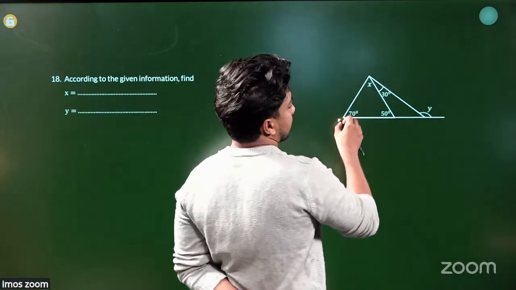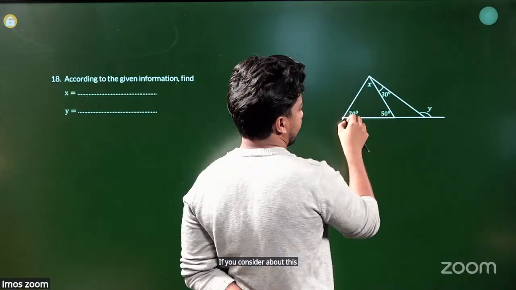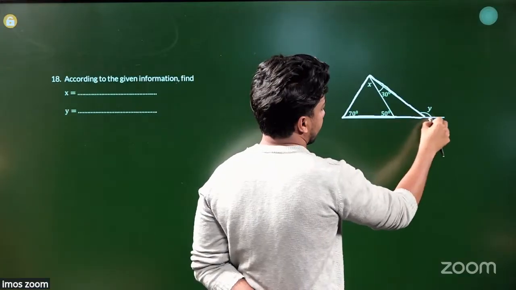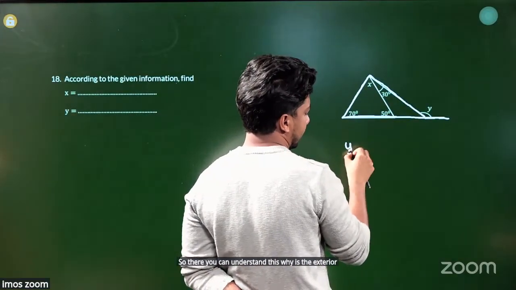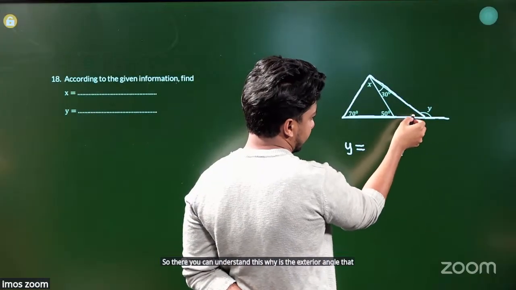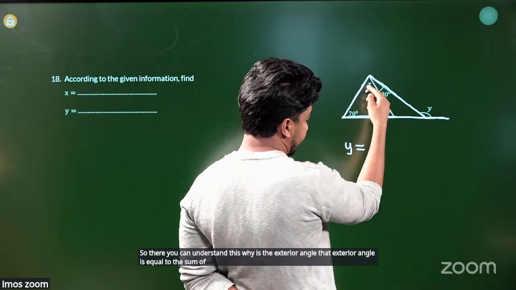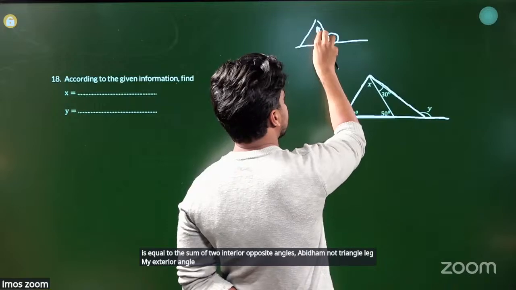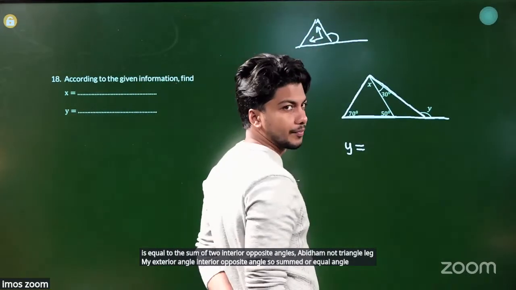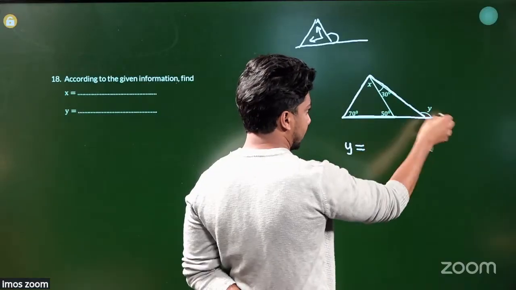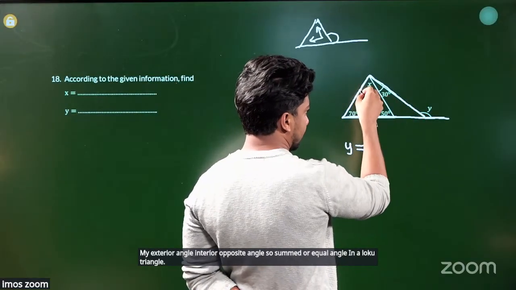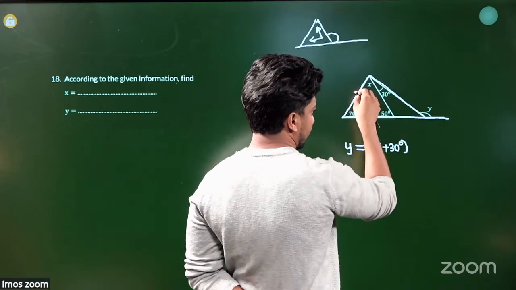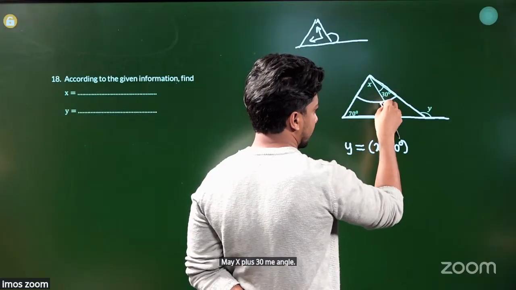If you consider this larger triangle, you can understand that y is an exterior angle. That exterior angle is equal to the sum of the two interior opposite angles. We know that in a triangle, the exterior angle equals the sum of its interior opposite angles. So for the larger triangle, the interior opposite angles are x plus 30 and 70.